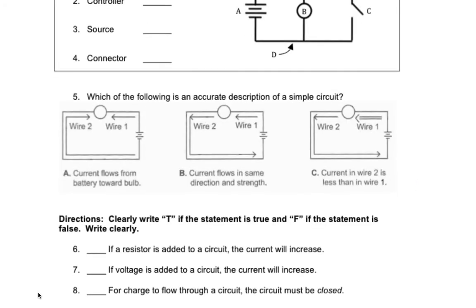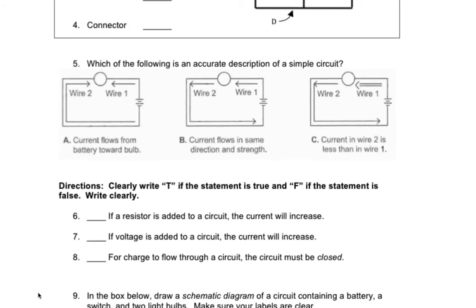Okay, next up. This question here, I believe many people did get right, but remember that current only flows one way around a circuit from the source, right here, all the way back around to the source. So B was the correct answer.